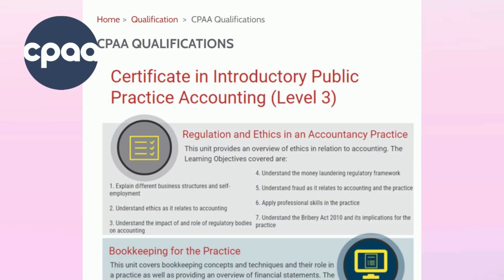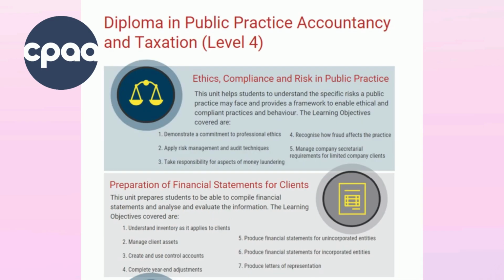Now currently the CPAA qualifications are broken down between level 3 and level 4, and if we look at level 3, the Certificate in Introductory Public Practice Accounting. This covers regulation and ethics in accounting, bookkeeping and supported tax services in practice. Whereas level 4, which is the Diploma in Public Practice Accounting and Tax, also covers ethics, compliance and risk in public practice, but also preparation of financial statements for clients and applied tax.